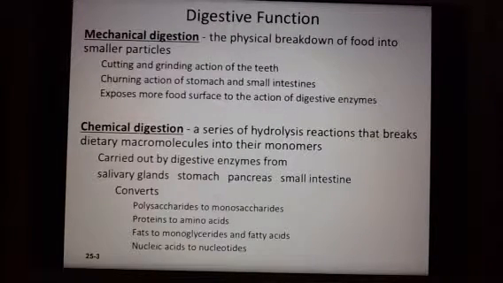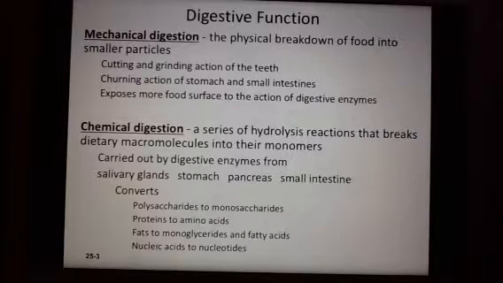So digestion can be broken into 2 categories: mechanical digestion, which is our physical breakdown of food into smaller pieces. So the food, when we take a bite, into smaller pieces than that, and we do this with our teeth, cutting and grinding. And also, we don't think about this, but the churning action that happens in the stomach and the small intestines, that's still breaking down the food into smaller pieces.